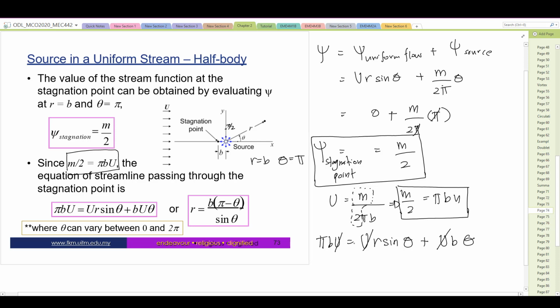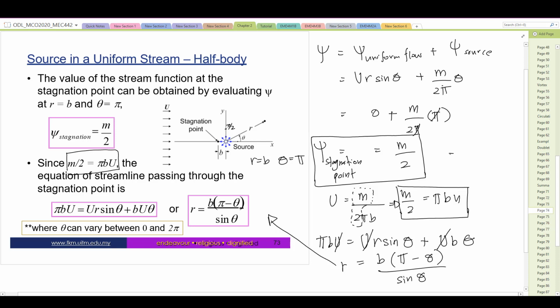Okay, so from this equation we can obtain r equal to b (pi minus theta) divided by sine theta. Okay, so r equals b(pi minus theta) divided by sine theta, where theta, the angle, can be varied between 0 and 2 pi.